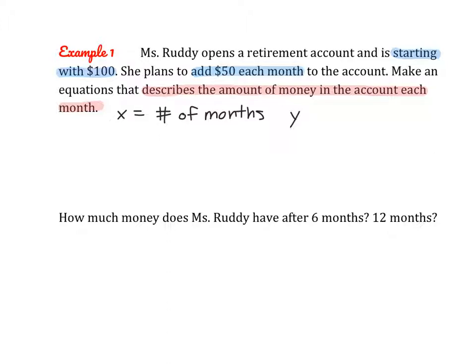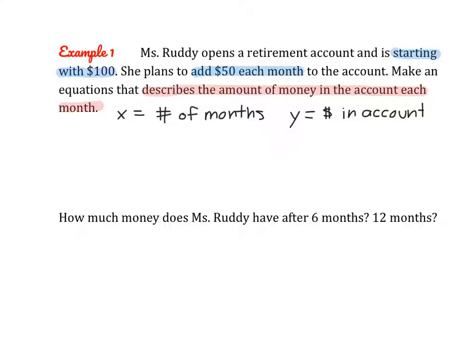Now remember, our Y value is always going to represent what we're trying to find, and we want to describe the amount of money in the account. So that's what our Y value is going to equal, the money in the account. Now, of course, the amount of money in the account is going to depend on how many months have gone by. So that's why X is the independent and Y is the dependent. So to repeat that, the amount of money in the account depends on how many months have gone by. So this is the dependent variable and this is the independent variable.